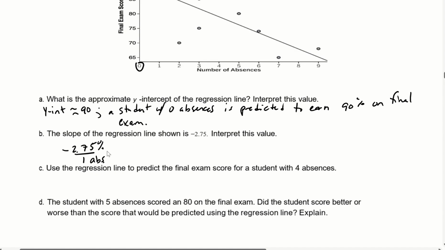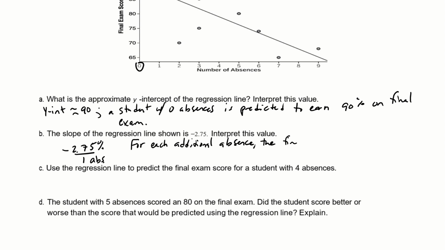Okay. So for each additional absence, the final exam score is predicted to decrease by 2.75 points.